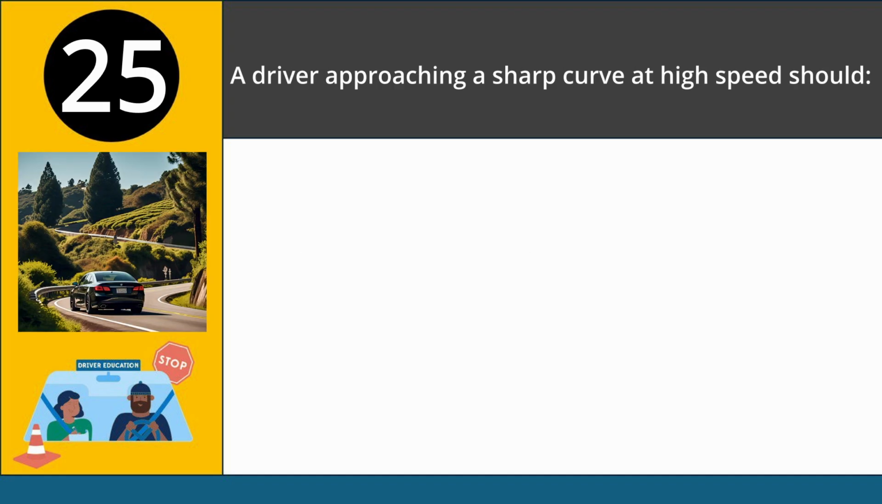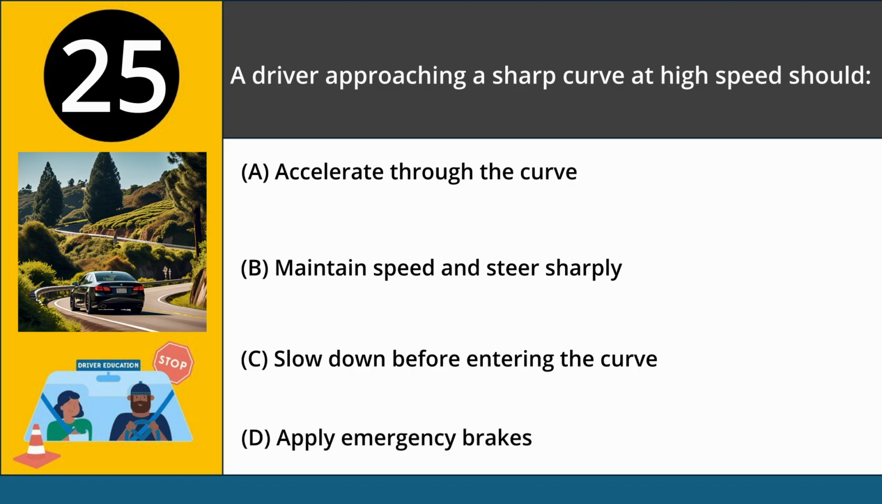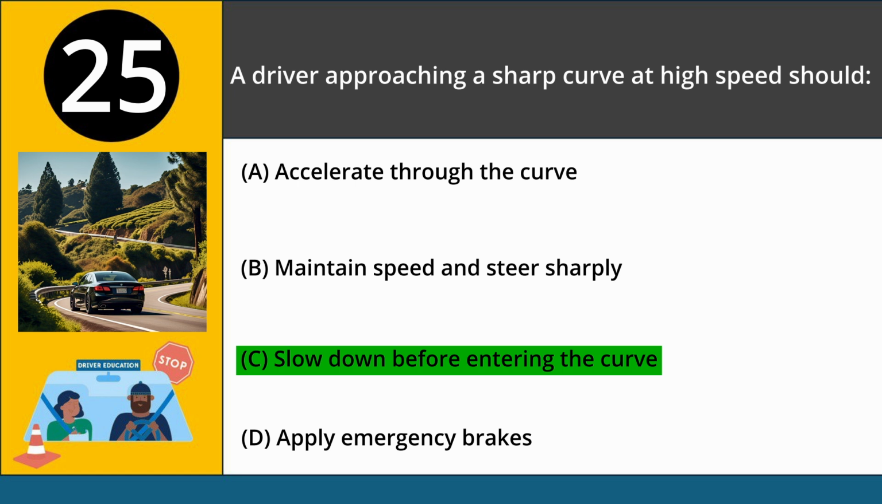A driver approaching a sharp curve at high speed should: A. Accelerate through the curve. B. Maintain speed and steer sharply. C. Slow down before entering the curve. D. Apply emergency brakes. Answer C. Entering a curve too fast can cause loss of control.